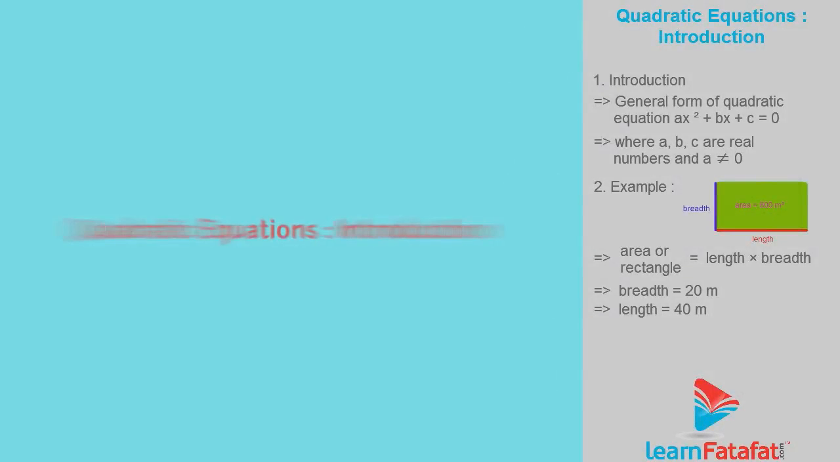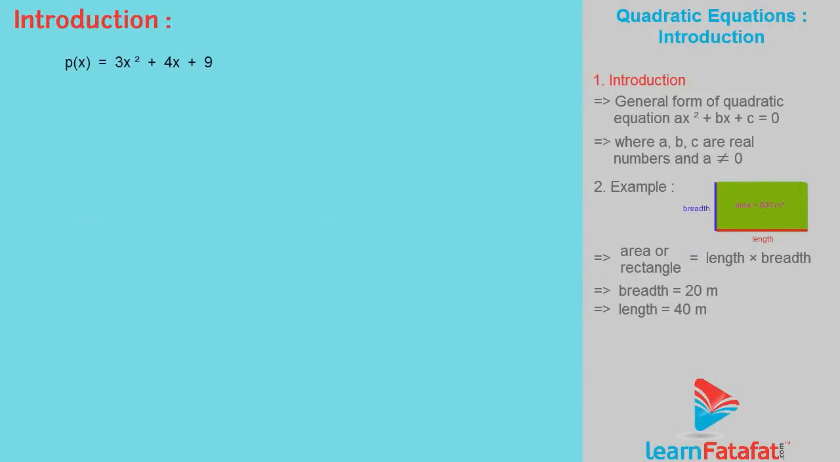Quadratic Equations Introduction. Dear students, the polynomial of degree 2 is called a quadratic polynomial. When such a polynomial is equated to 0, then it is called a quadratic equation.